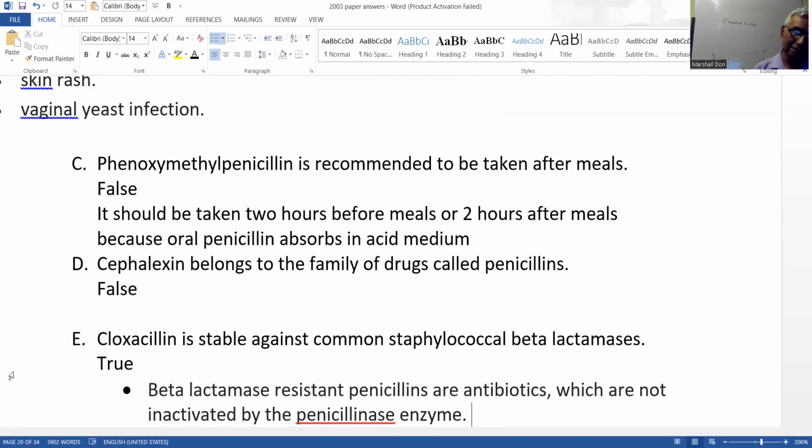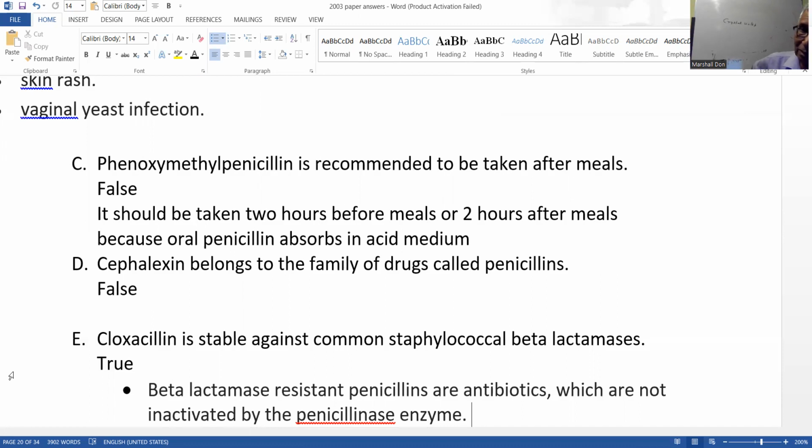So empty stomach. Phenoxymethyl penicillin, when you dispense, you have to tell the patient to take it on an empty stomach and not to take any meal for at least 1 to 2 hours. 2 hours is the ideal.